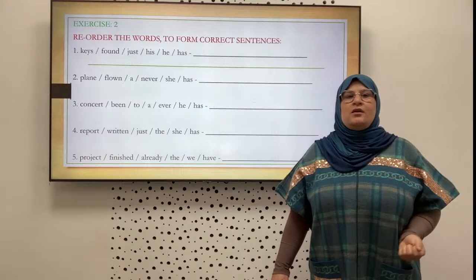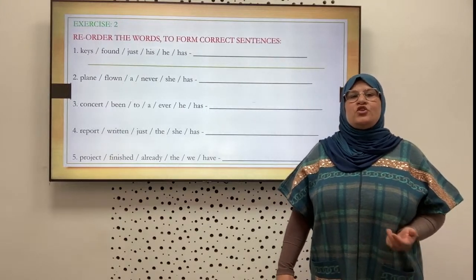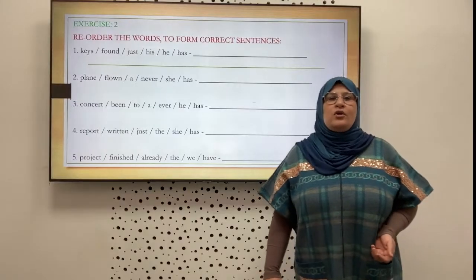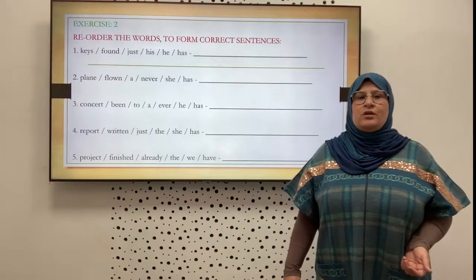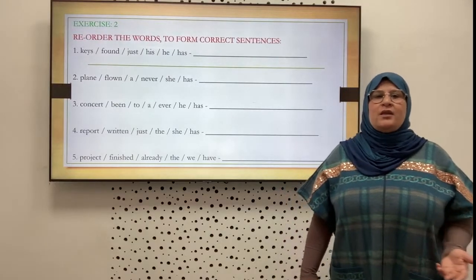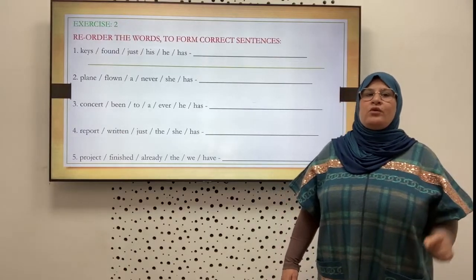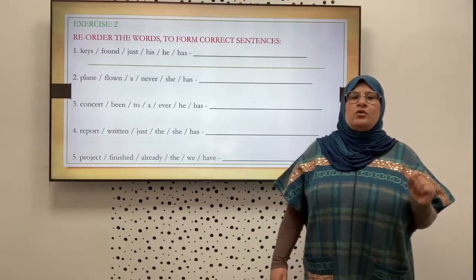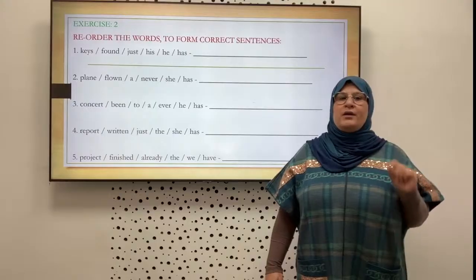Number 2: plane, flown, never, she, and has. Okay, so we try to reorder the sentence. Usually we start with the subject pronoun. She has never flown a plane. Flown is the past participle of the verb to fly. As I told you before, I'd like to mention again that the list of irregular verbs is very essential and has to be learned by heart.